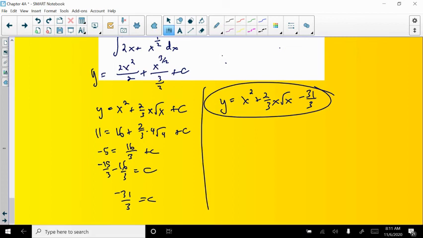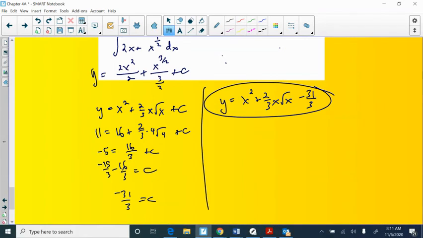Find a function whose derivative is this, and that's just the antiderivative. This sometimes also has what's called an initial condition. We know one condition that allows us to find that c value. If you don't know it, then you just have to leave it as a generalized function with that plus c.